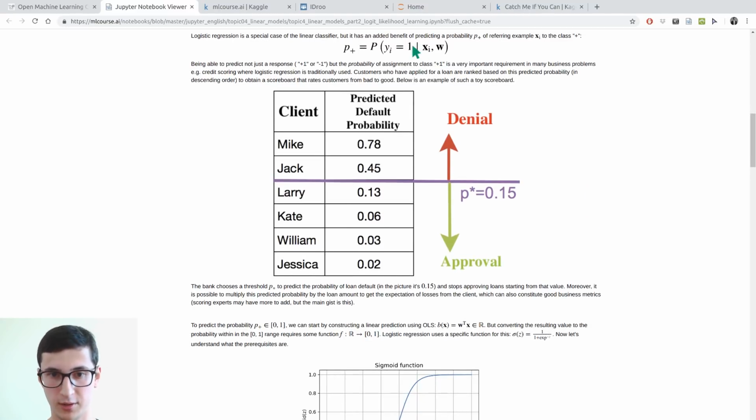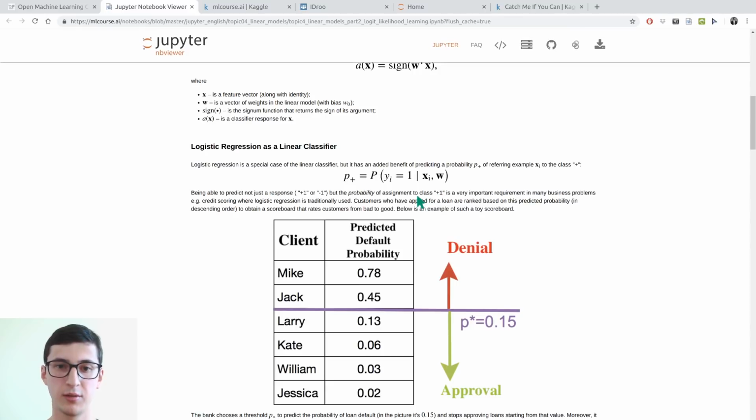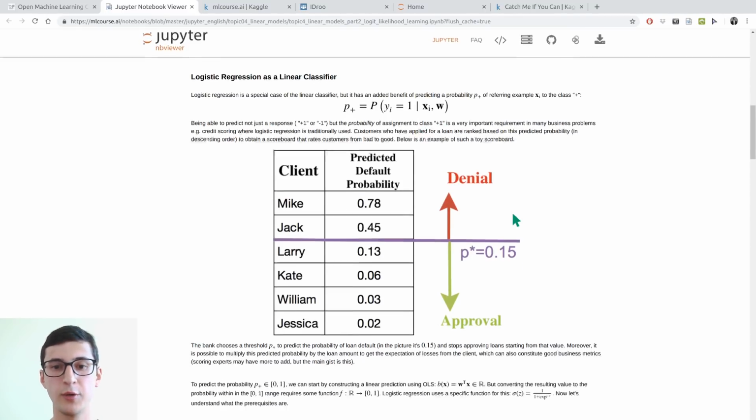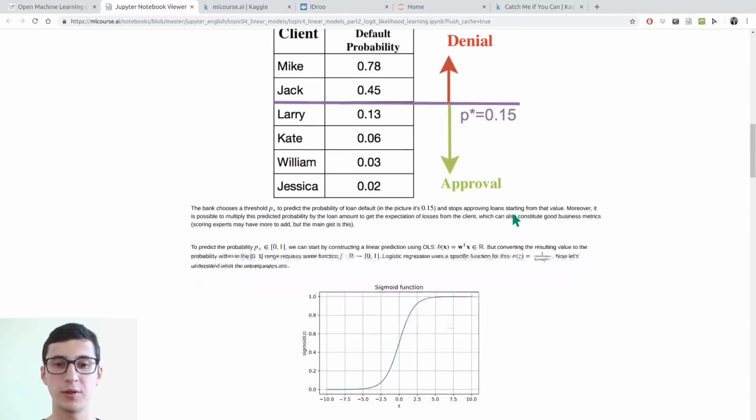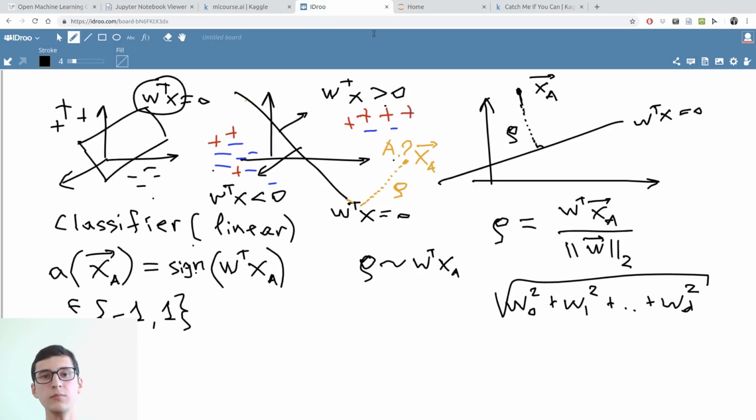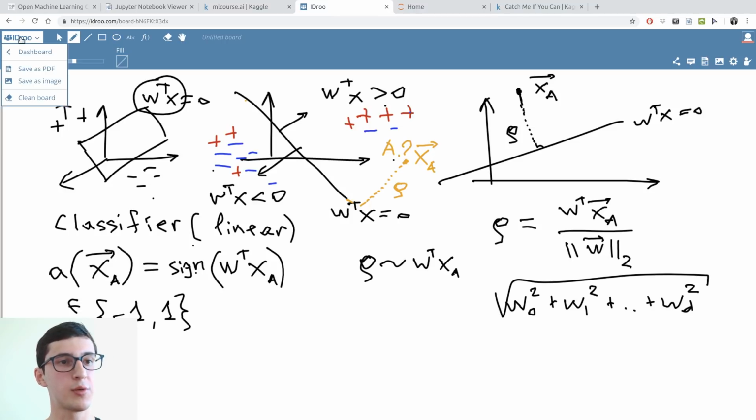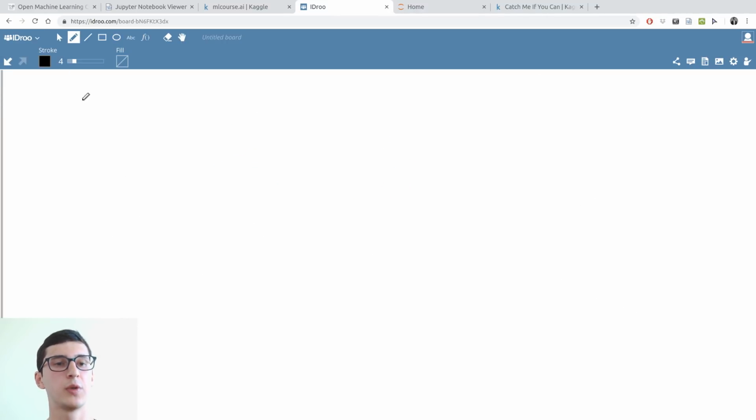Let's think about how we can predict probabilities of class 1 if we again stick to a linear classifier. Suppose we can separate points with a hyperplane. So we can build a function W transposed x, and it's going to be some real number. We've covered its intuition: it's just a distance to the hyperplane.